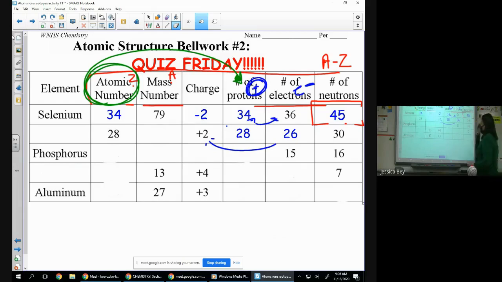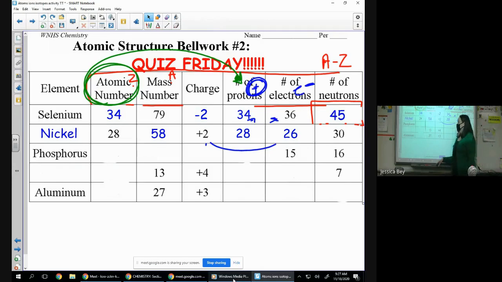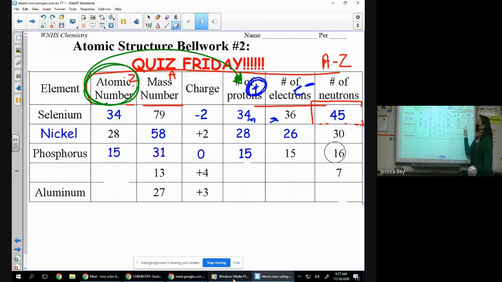All right, so I see a lot of people getting ready here. Let's get some answers. For the second one, you should have seen that it was nickel. The numbers that you added in were 58, 28, 26. Did everybody get that one correct? Check. The next one, phosphorus, 15, 31, 0. Because I'm plus 15 minus 15, that makes it 0.